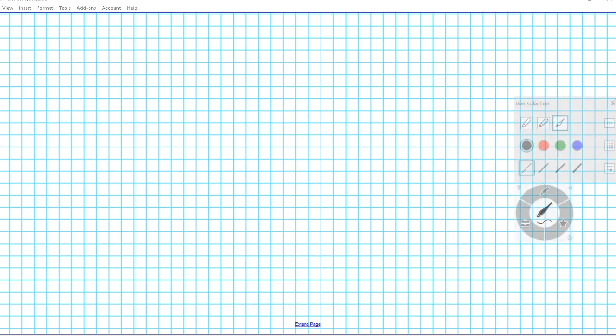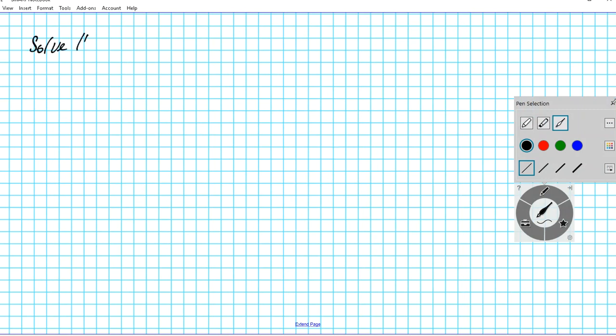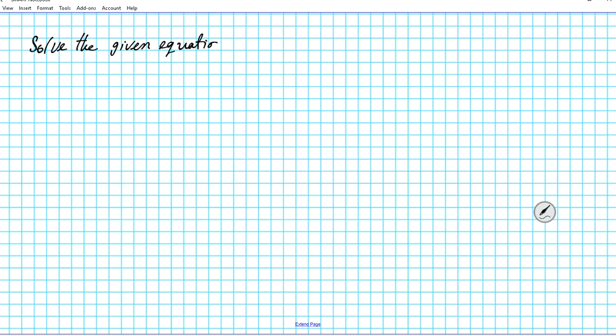Alright, so the instructions for the examples we're going to be working on are for us to solve the given equations. Alright, so for question 1, let's say we have the multi-step equation, negative 7x minus 6 minus 5x plus 4 equals 22. So let's go ahead and solve this.